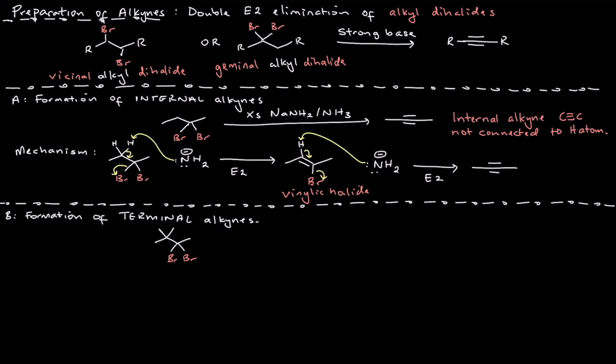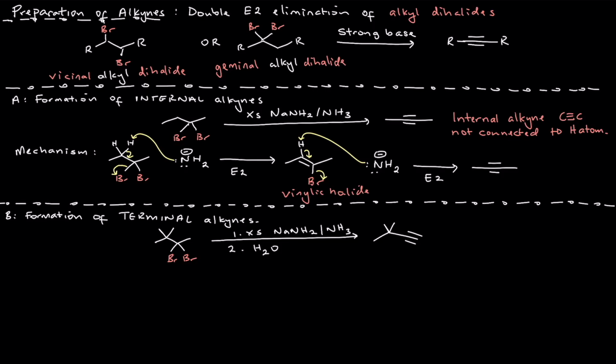This time, consider this geminal dihalide. In order to form this terminal alkyne, this is a two-step synthetic reaction. The first step is indeed to put the geminal dihalide in the presence of excess sodium amide and ammonia. But then you actually have a second step in water. And let's try to understand what that's about.